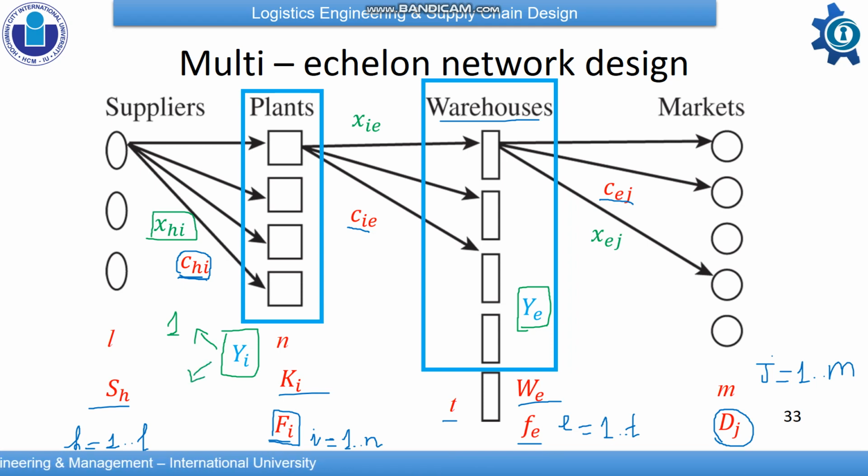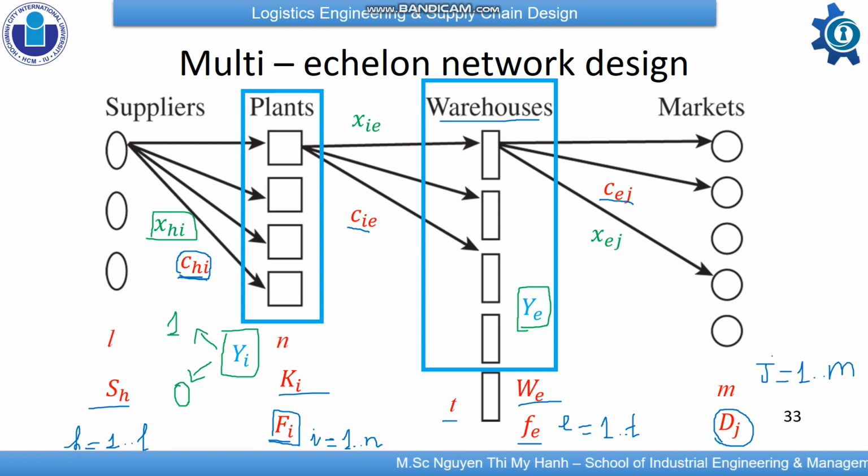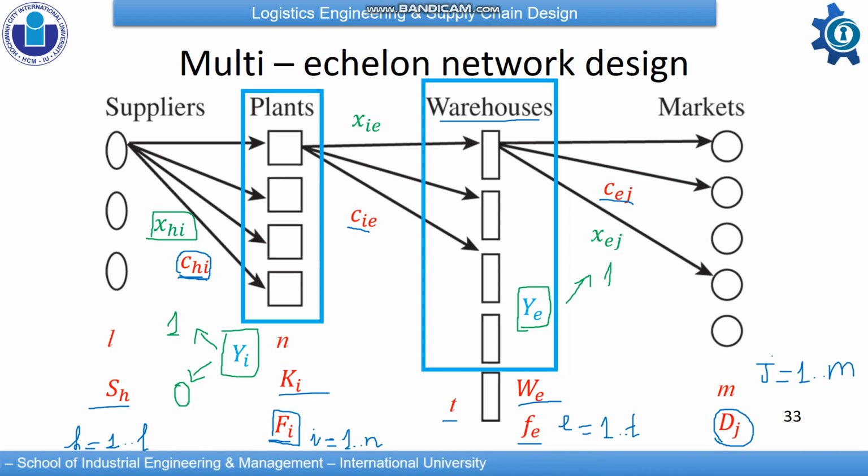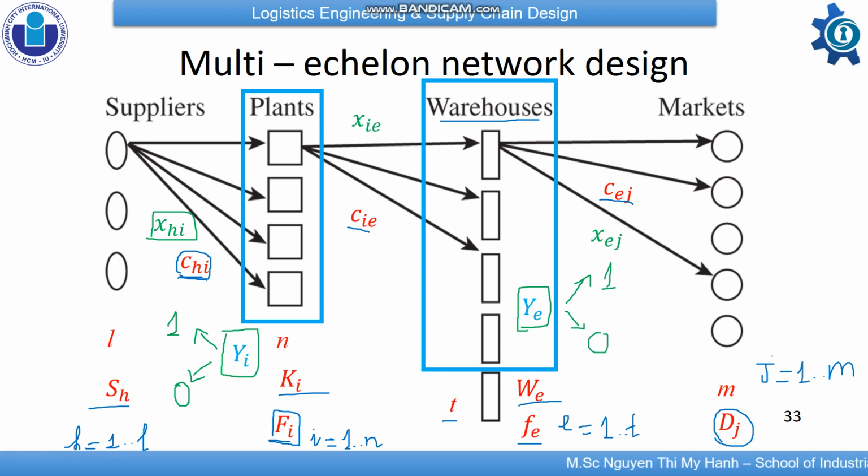And if we don't open the factory in location I, yi will equal 0. It's the same with ye. So if we open a warehouse in location E, ye will equal 1. And if we don't open a warehouse in location E, ye will equal 0. So ye and yi are also decision variables, but they are binary variables.